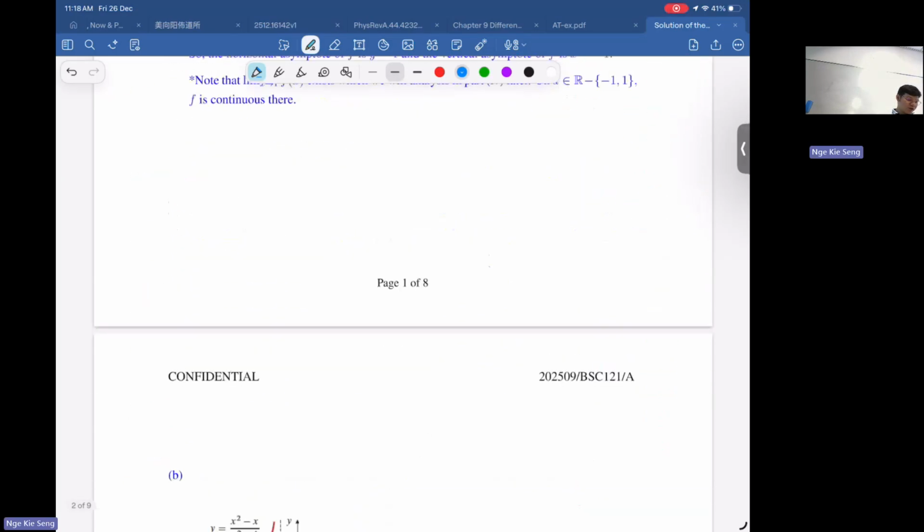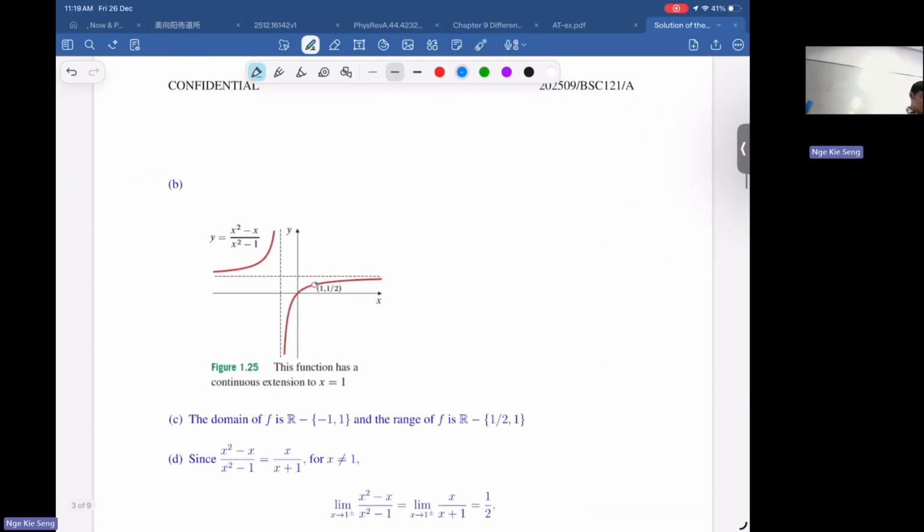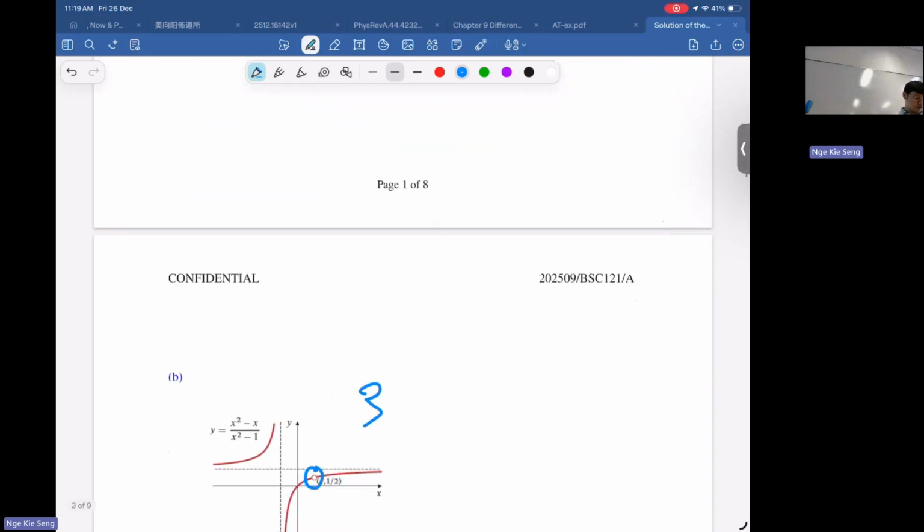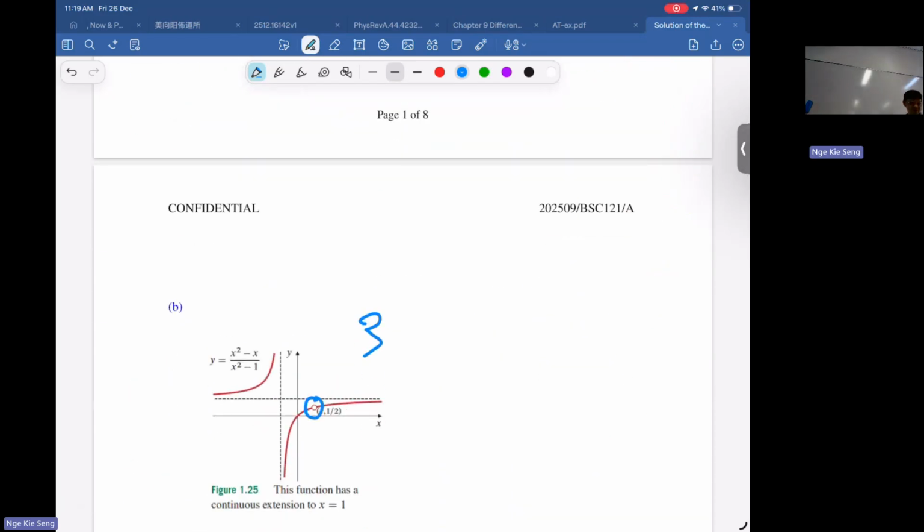Okay, so if your shape is correct, but without this point here, maybe I'll give you 3 marks like that. I think the total mark is 4, right? Yeah, the total mark is 4. So if you're missing this point, I will deduct 1 mark. If you have this basic shape, I'll give you 3 marks. And if you have this asymptote but the shape is wrong, maybe I give you about 2 like that.